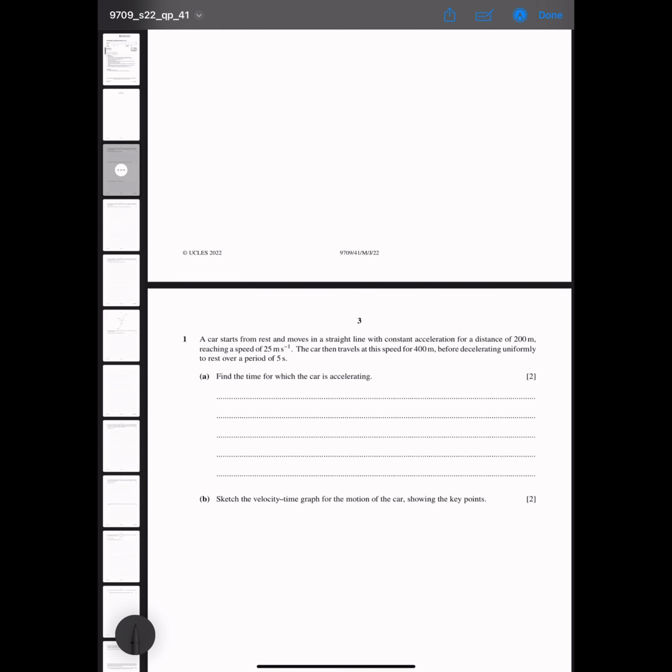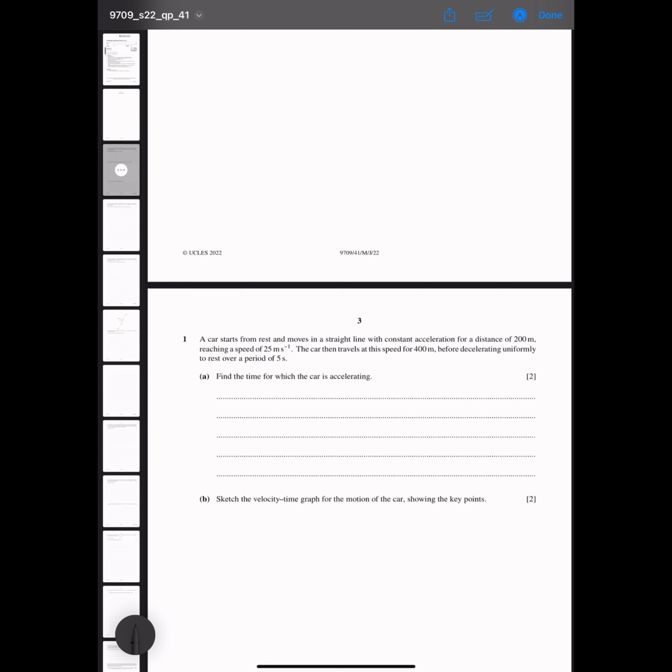The car starts from rest and moves in a straight line with constant acceleration for a distance of 200 meters, reaching a speed of 25 meters per second. The car then travels at the speed for 400 meters before decelerating uniformly to rest over a period of 5 seconds. This question is from kinematics of motion in a straight line. We have to find part A, find the time for which the car is accelerating.